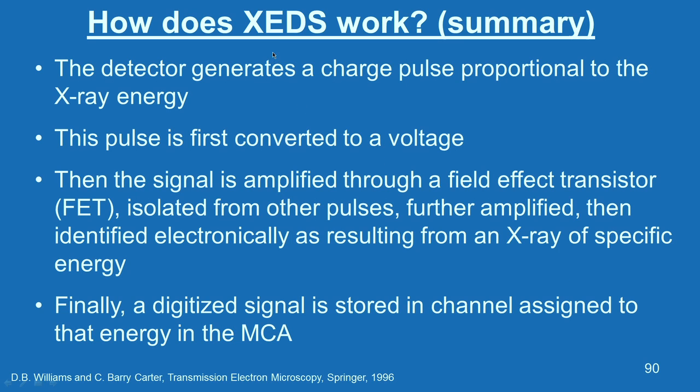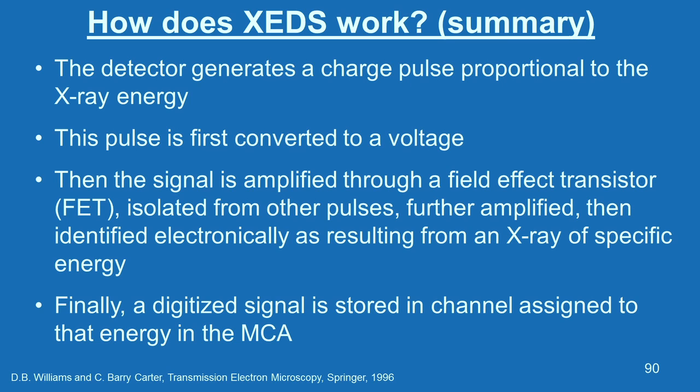How does X-ray EDS work? So, here is a summary. The detector generates a charge pulse proportional to the X-ray energy. This pulse is first converted to a voltage, then the signal is amplified through a field effect transistor, isolated from the other pulses, further amplified, then identified electronically as resulting from an X-ray of specific energy. Finally, a digitized signal is stored in a channel assigned to that energy in an MCA. So, very briefly and quickly I have gone through the function of EDS. For the time being, this is sufficient for you to remember.